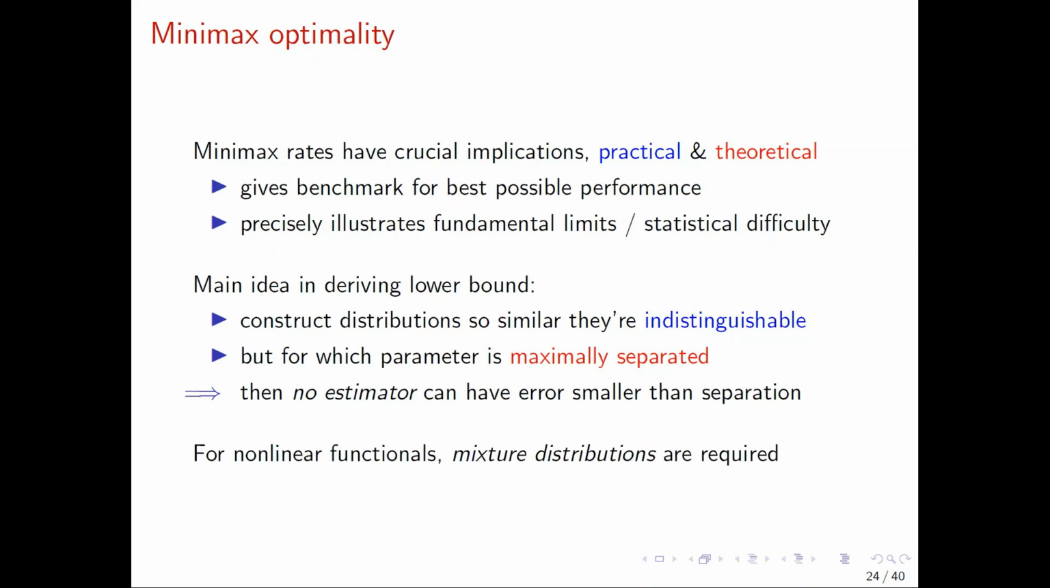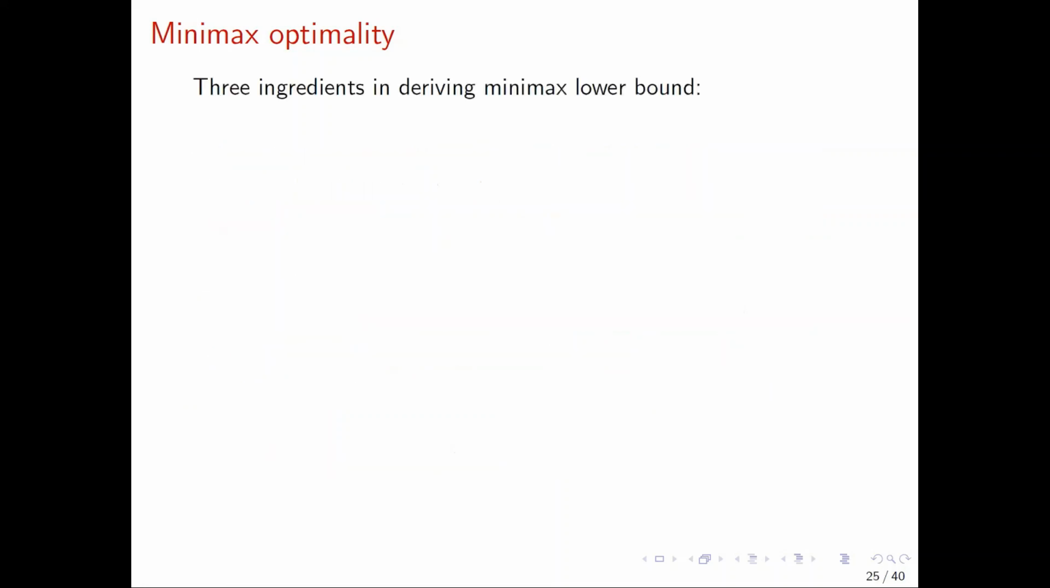So we have to come up with some interesting kind of special case distributions and show that they're close overall, but separated in terms of the quantity we actually care about estimating. And it turns out for nonlinear functionals, you can't just pick two distributions. You have to pick lots of distributions and put a mixture over them. And so we need to use these kinds of tools in our minimax lower bound construction.